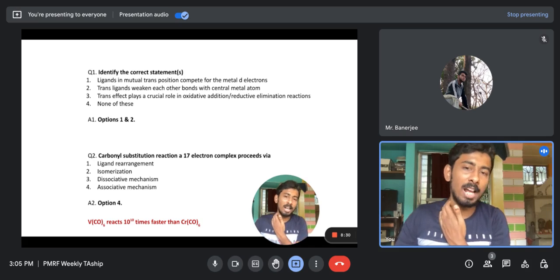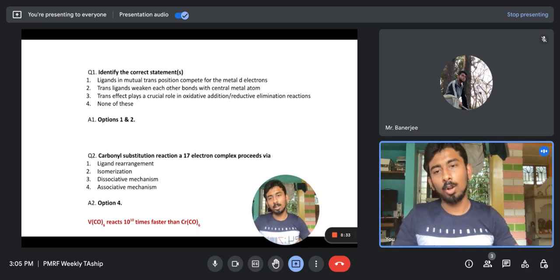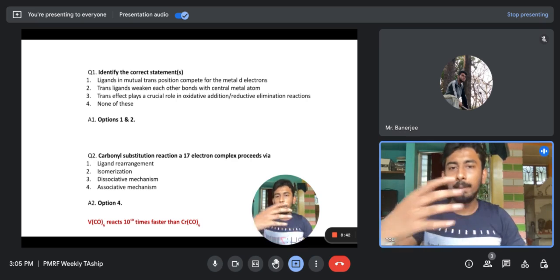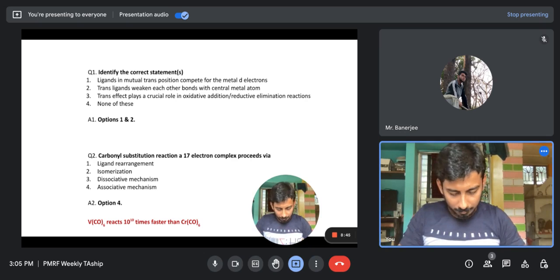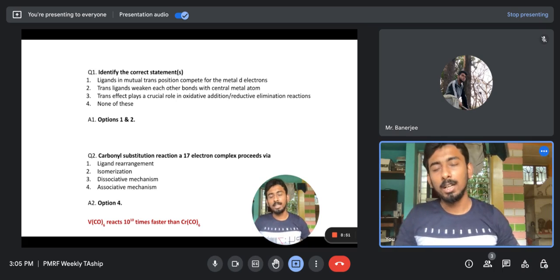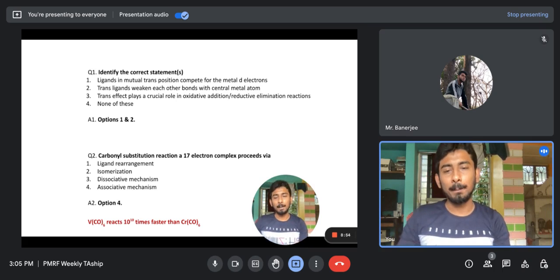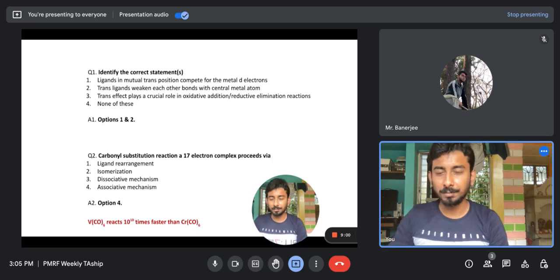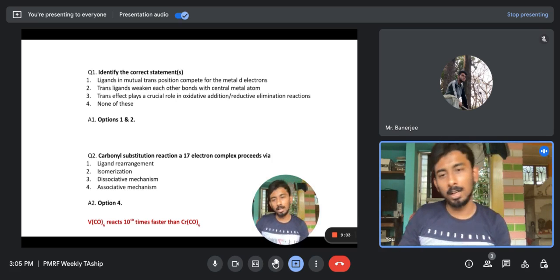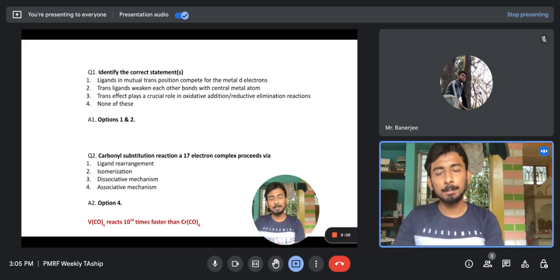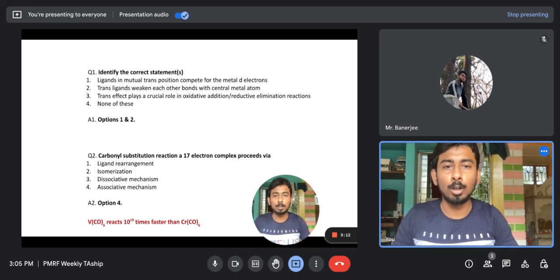In case of the associative mechanism, what happens? In that case, association occurs first. The metal complex first accepts the incoming group, and only after becoming a strained transition metal complex, the strained unstable moiety will release one of the leaving groups, and the incoming group will remain bound to the metal complex. So in that case, the associative mechanism takes place. These are the four given cases, or modes of action, by which the carbonyl substitution reaction takes place. In this case, it is given that it's a 17 electron complex.